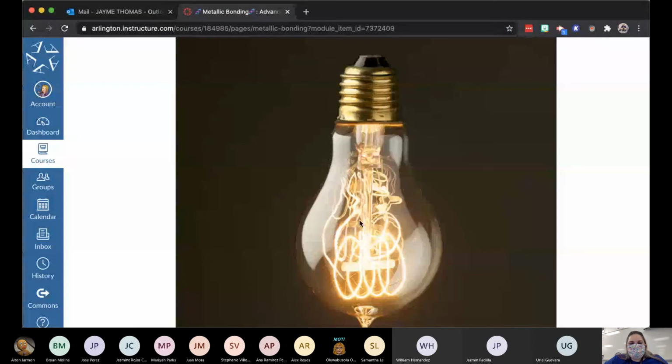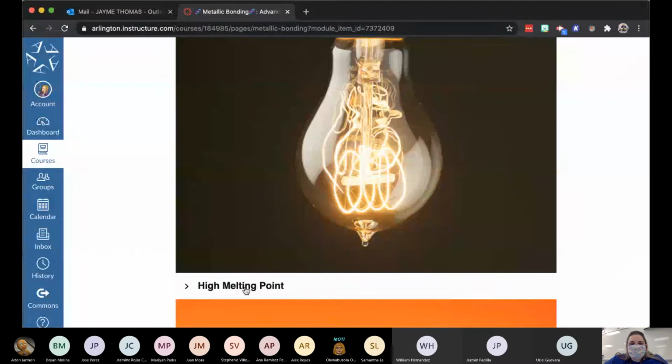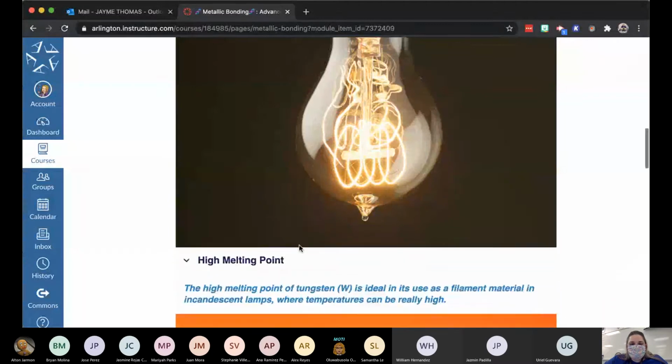So this one, there's a light bulb inside. If you ever look inside light bulbs, there are all these little things that look like wires, but really they're little pieces of metal, like filaments. And so tungsten, which is the chemical symbol W, is a metal element.